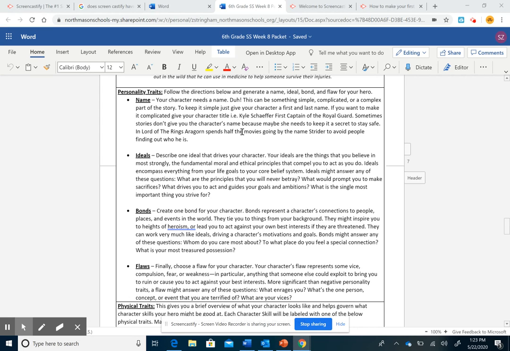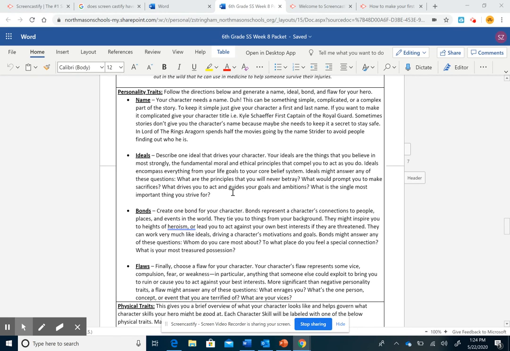This could be something simple, complicated, or complex. I give you some examples there of giving your character a title, or maybe they don't go by their real name because there's a huge reason and backstory of them trying to hide behind that. Ideals. All people have ideals. It doesn't necessarily mean that they're good ideals, but everyone has driving forces or thoughts or big ideas that force them in a way to make the decisions that they do. We call those things ideals.